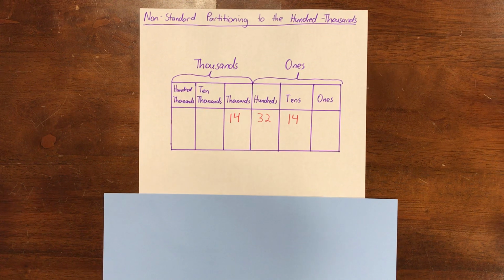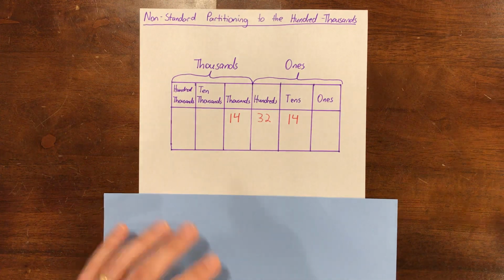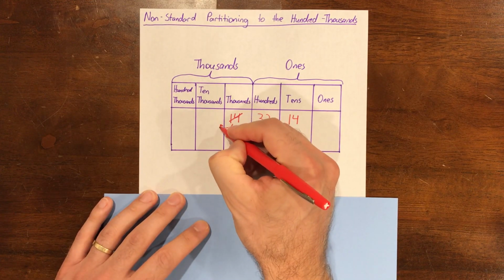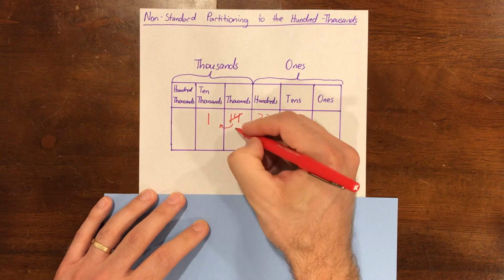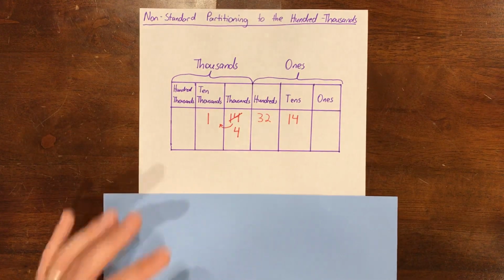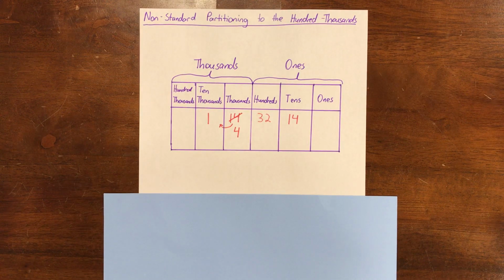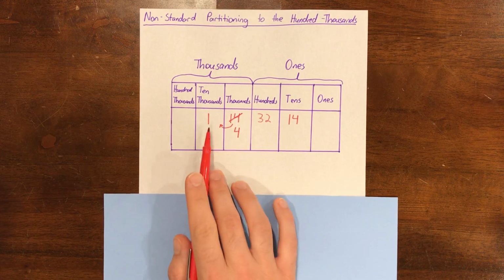And when we have 10 or more of a place value, we need to regroup to the next largest place value. Okay, so what should I regroup and what should I leave in the thousands place? Say it out loud. Yeah, so I can regroup 10 thousands into one 10,000, and that will leave me 4 in the thousands place. Why does that work? Say it out loud. Yeah, it works because 10 thousands can be regrouped as one 10,000.